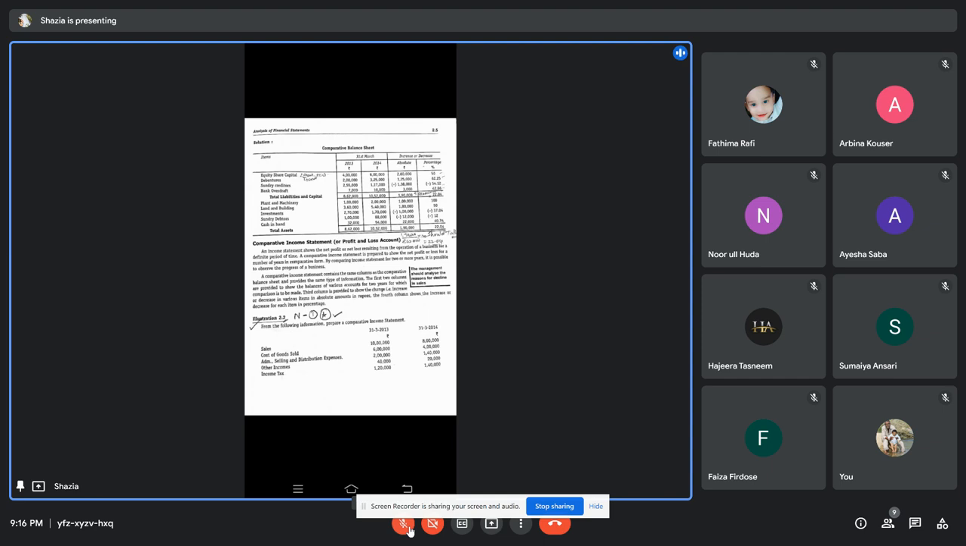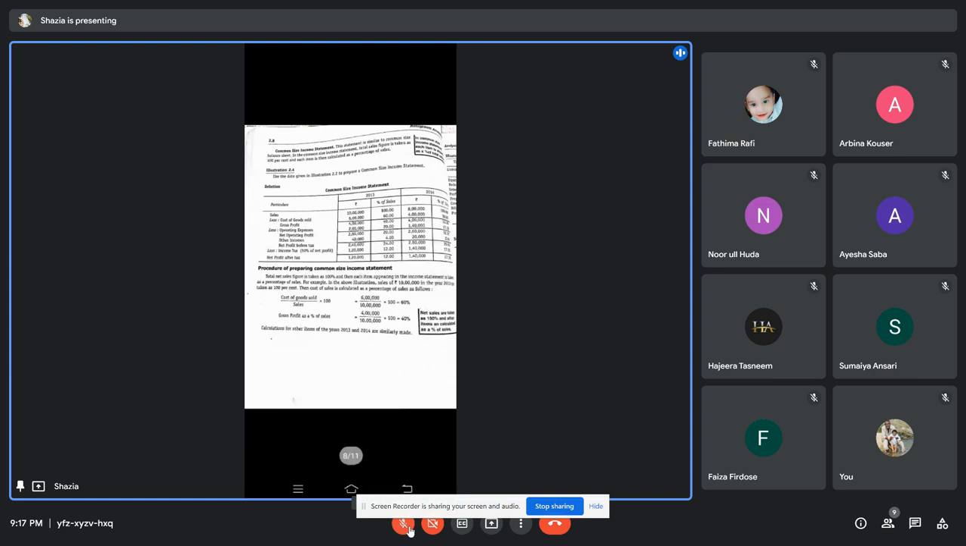For the profit and loss account, we also have to use the same question, but we are supposed to calculate the common size. Here they have given you only five items: sales, cost of goods sold, administration, selling and distribution expenses, income. So taking this information, let's prepare the common size.